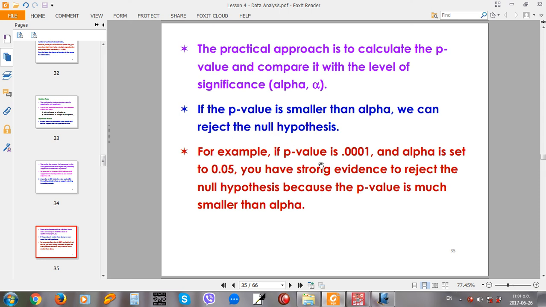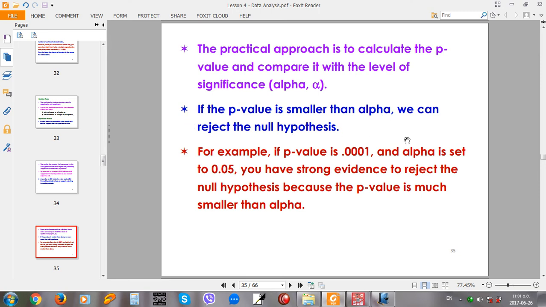For example, the p-value is 0.001. Our test is given at 0.05, so alpha is set to 0.05. Then 0.001 is less than 0.05. That is a very small value. So we can reject the null hypothesis. You have strong evidence to reject the null hypothesis because the p-value is much smaller than alpha, right? That is the decision rule. You have to keep this in your mind.